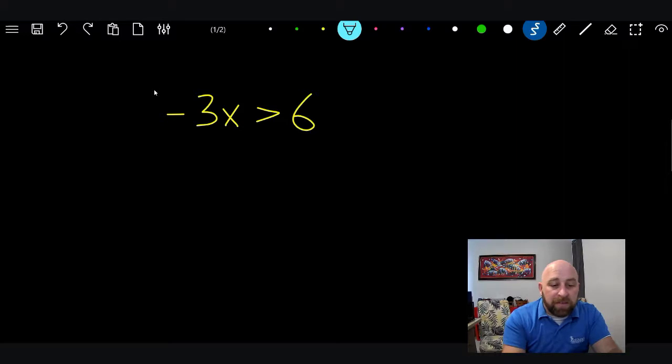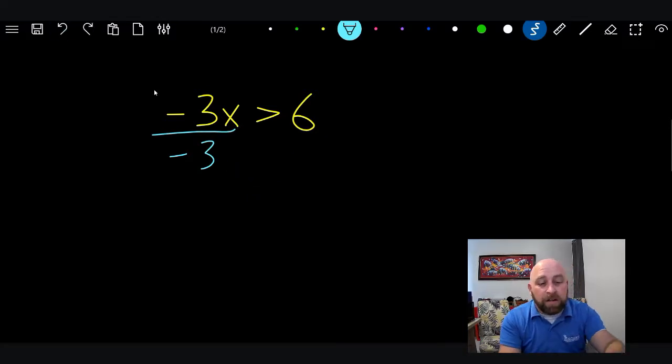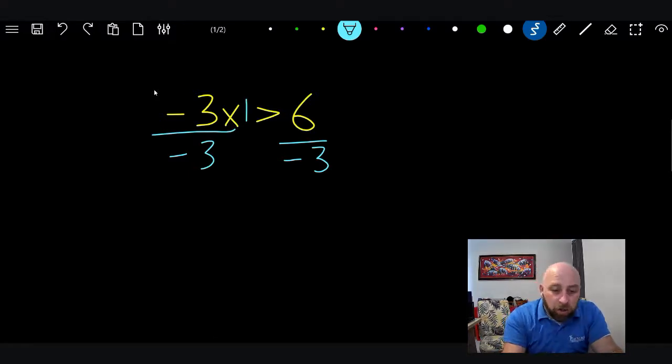So if we take this negative 3x and we're trying to get rid of the negative 3, what would we do? Well, we would divide by negative 3. As soon as you take that negative 3 over to this side and divide by it, because you're dividing by a negative, you have to take this sign and flip it. It was greater than, now it's going to be less than. So we have to take that sign and flip it.